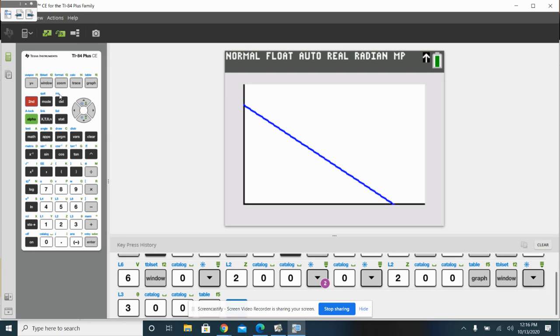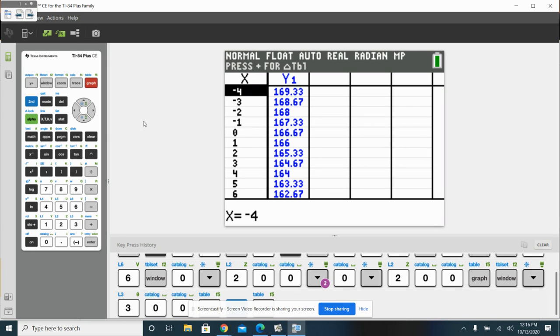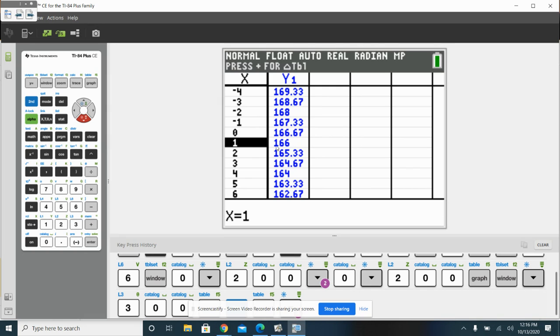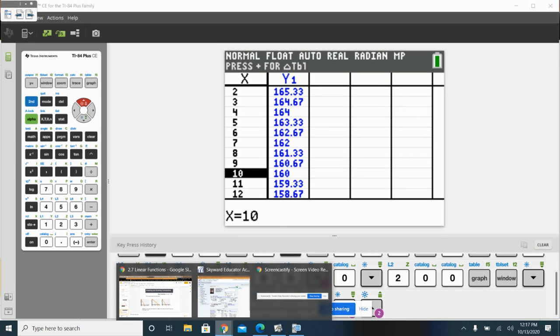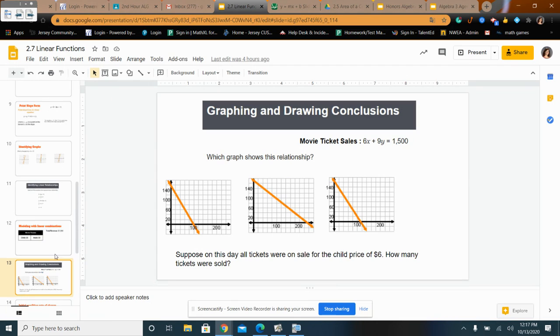Well, if you go to second graph, that's where the table is. And the combinations that will work would be like this: 1 and 166, 4 and 164, 7 and 162, 10 and 160. Those are what I mean by lattice points. Those are the nice points that would work out for your equations. So which graph shows the relationship? And we got it all by itself.